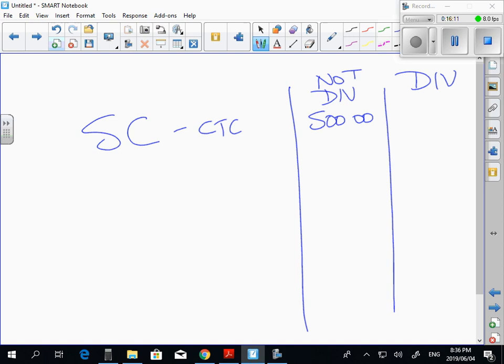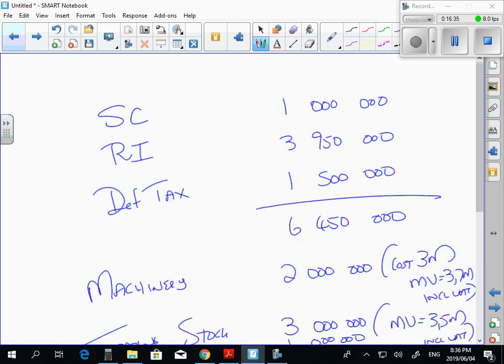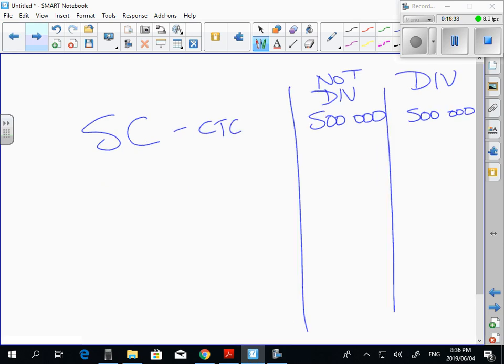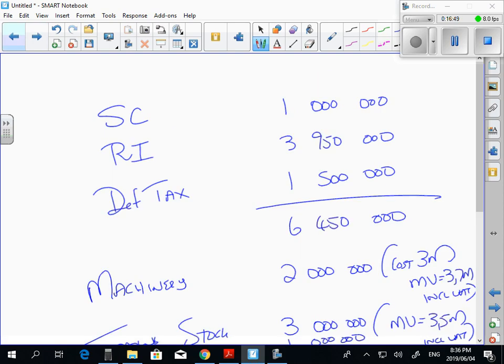My CTC is 500. And my cap issue, what was the journal entry for the cap issue? Debit retained earnings, credit share capital. So what's the other 500,000 going to be? The dividend. So if there's ever a cap issue, the portion goes into the dividend column because it came out of retained income. Are you guys comfortable with that? Retained income 3950. So what's going to happen? That's going to go into your dividend column. Guys comfortable? Okay.